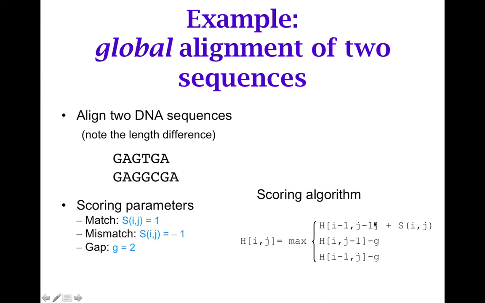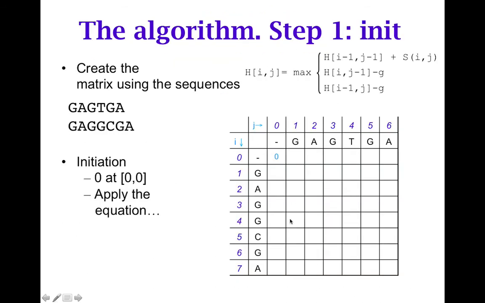What you see here are cells of a matrix, which we'll see before long. We can calculate the next cell in the matrix by looking back at previous cells in the matrix and then adding either the matching score, the S_ij, or subtracting the gap penalty in these two cases here. Now we'll actually look at one of these matrices that we will fill in.